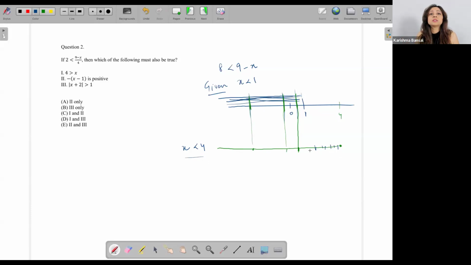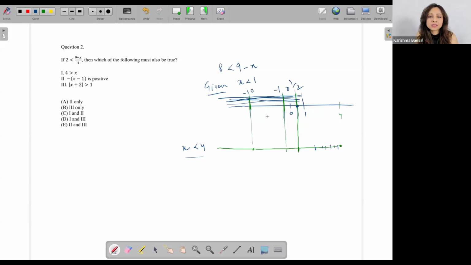I have to see what are the values that x can take. Can I say x can take a value of 2? No, because I'm not given that x can take a value of 2. I am given that x must be less than 1. So the values that x can take are half, for example, 0, now for example -1, or let's say -10.